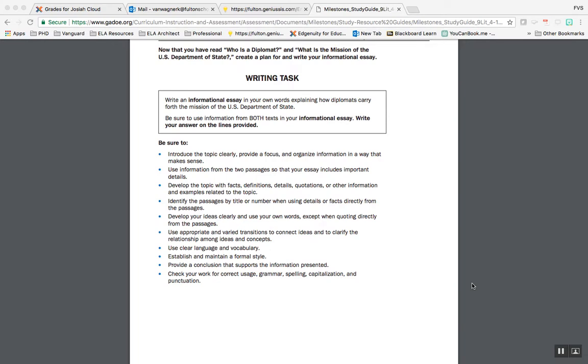Make sure you provide a conclusion that supports the information presented. Remember, there's no new information provided in a conclusion. It is simply restating your thesis. And by restating, that doesn't mean you copy it down word for word. It means that you revisit it, restate what your main focus was, and address the main or key points that you made throughout your essay.